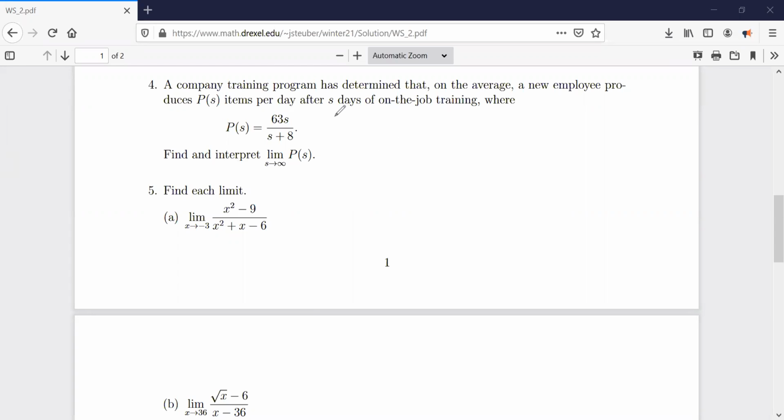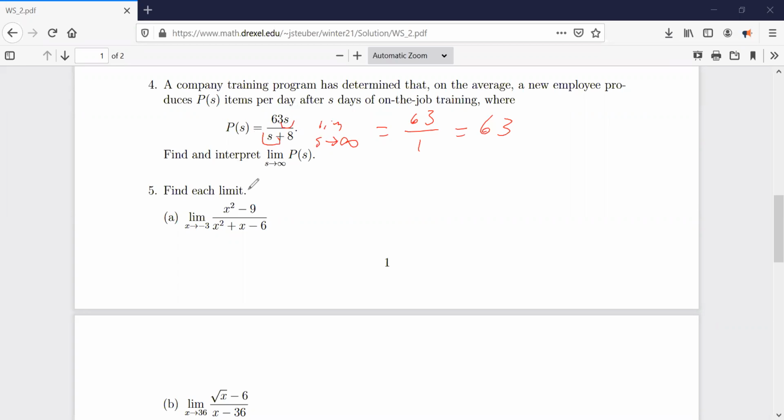So first off, what is the limit as S approaches infinity of P of S? What we're going to look at here is the highest power of S in the numerator and denominator. They happen to both be the same. The highest power of S is just S to the 1 for both of these. In that case, the limit as S approaches infinity is just going to be the ratio of the coefficients. The coefficient of the highest power on the top is 63, and on the bottom it is 1. So that's just 63. And again, that's because they are the same power.